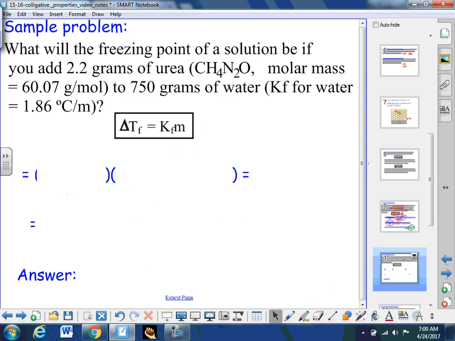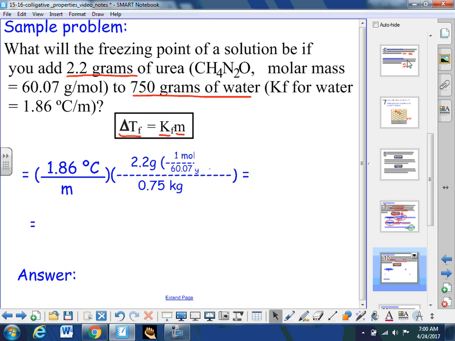Freezing point sample, pretty much the same thing. We have the change in the freezing temperature equals the molar freezing point constant times molality. And so the molal freezing point constant for water is 1.86 degrees Celsius per mole. And again, we have to take the mass of the solute, convert that to moles, the mass of the solvent, convert that to kilograms. And here's the math for that.